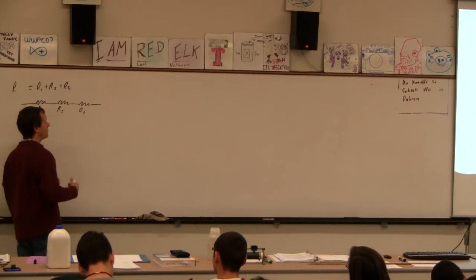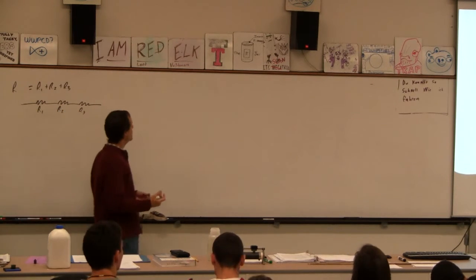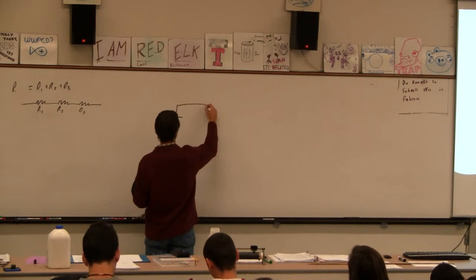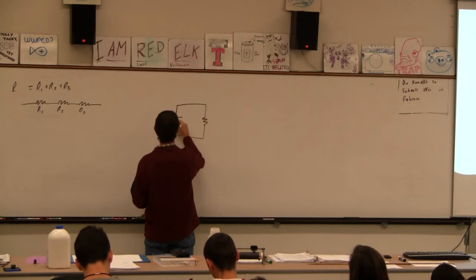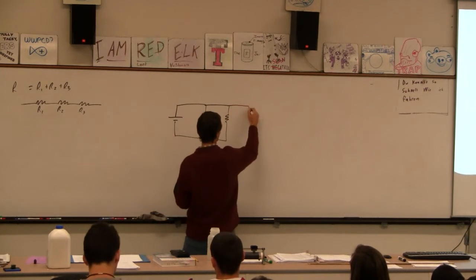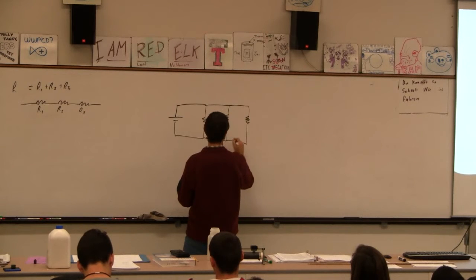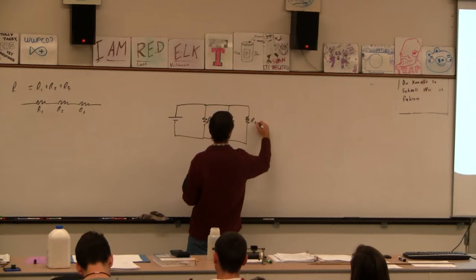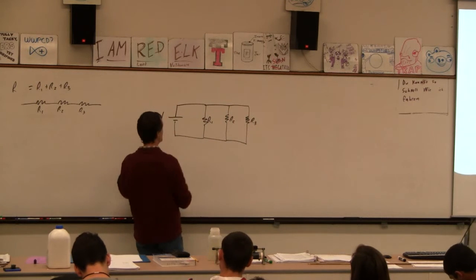But if you have resistors in parallel, it's a different situation, right? So let's make a formula. Here's R1, and here is R2, and here is R3, and then this is some voltage V.